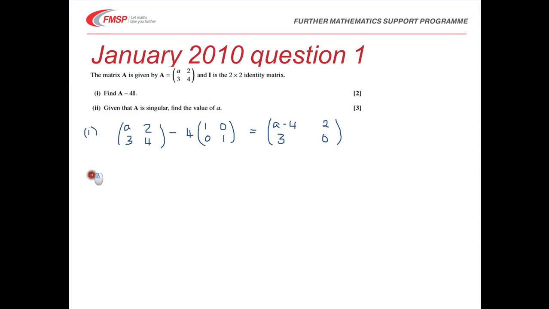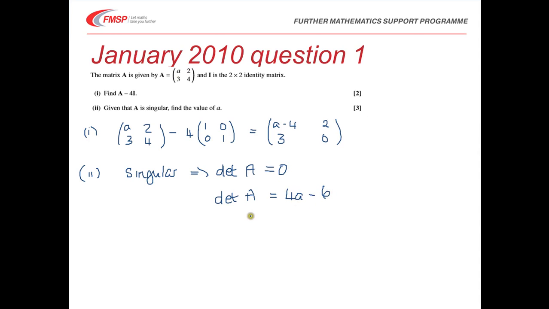And then in part 2, it says, given that A is singular. So remember that if A is singular, then that means that the determinant of A is equal to 0. So we need now to be able to find the determinant. So the determinant of A is going to be a times 4, that's the product of the elements in the diagonal from top left to bottom right, minus the product of the elements in the other diagonal. So it's going to be 4a minus 6.